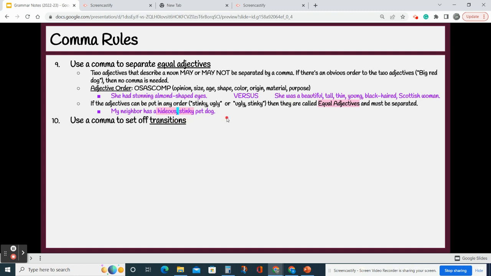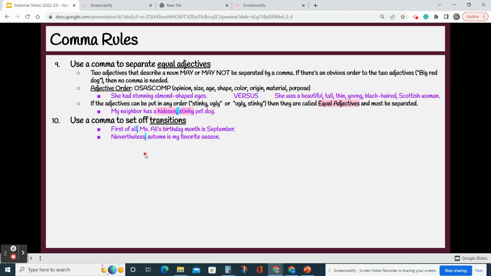We also use commas to set off transitions. We'll talk more about transitions when we get to essays, but just a quick little sneak peek. Anytime we include a transition or start a sentence off with a transition like this, it could be a transitional phrase, it could be just a transitional word. Whatever we're using, we need to set it off with a comma because after the transition is where our sentence really begins. First of all, comma, Miss Ellie's birthday month is September.